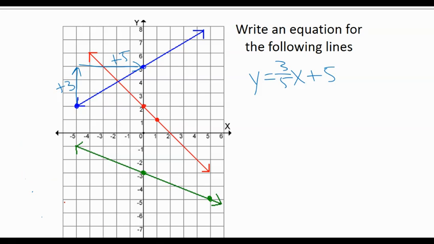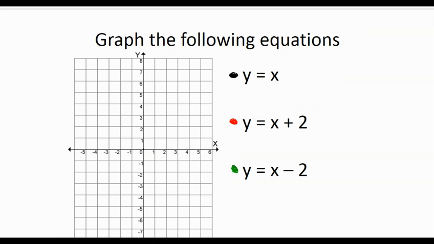The red line, my y-intercept is 2. And I look at my slope, I'm going down 1, right 1. So that means -1. So my slope is -1. If you just put negative x, that would be fine. That would actually be even better. But I would take -1x. So that equation is y equals -1x plus 2.